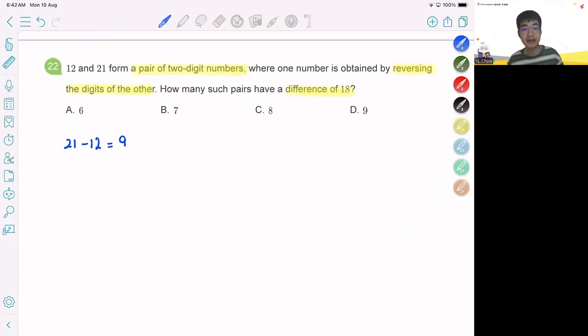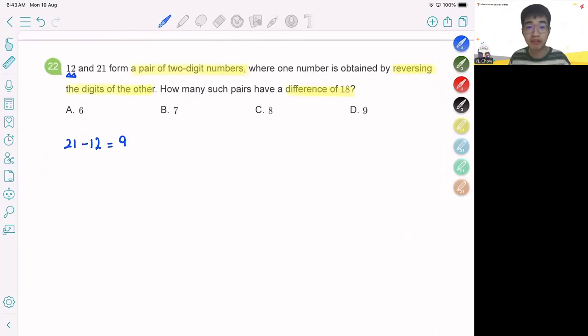So how do we do this? Perhaps let's try to see, right? Are there any examples of these pairs that will give me a difference of 18? So we know that the first number here, 12, the tens digit is 1, and the ones digit is 2. So 2, 1, and 1, 2.